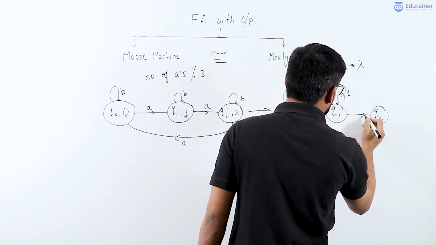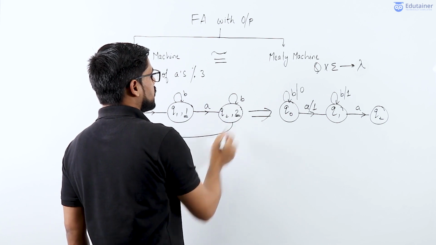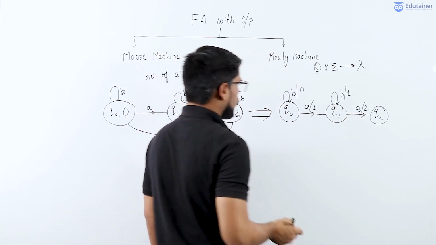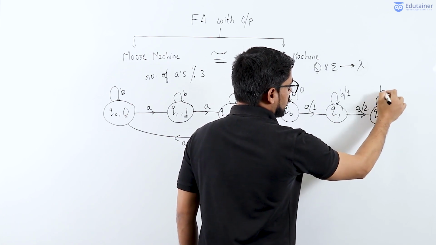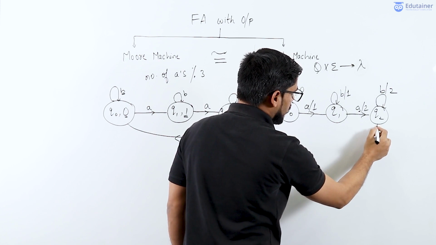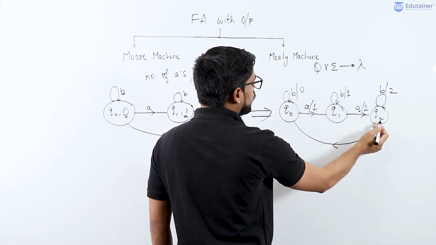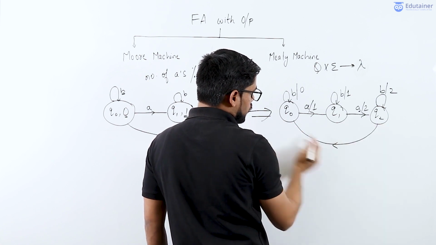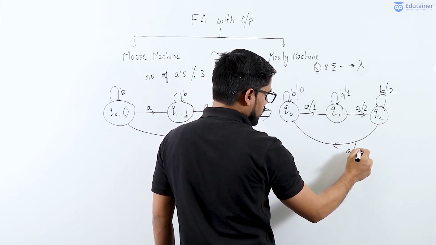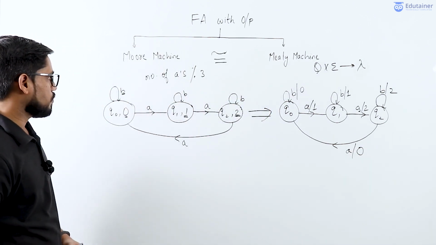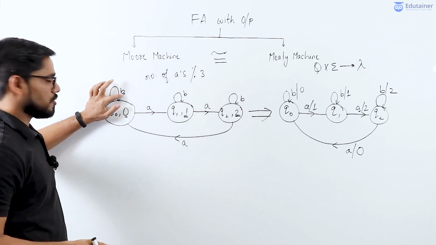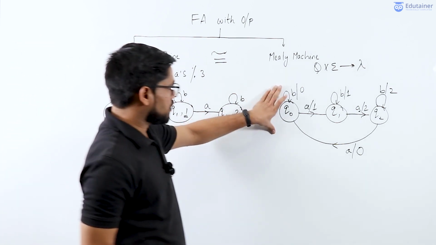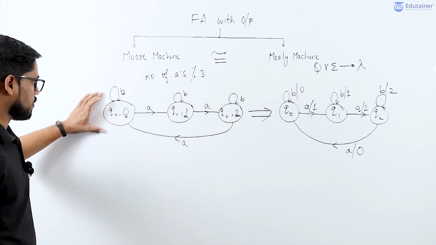Now make a transition on A, and what is the output generated? The output generated on Q2 is 2. So the output 2 is associated with the input alphabet A. Now on the loop, I will attach the same output 2, and when you make a transition from Q2 to Q0, on Q2 the output is 2, but on Q0 the output is 0. So for the transition from Q2 to Q0, the output associated is 0. So on the loop the same output is attached to the input alphabet, and on the transition the next state's output is attached to the input alphabet. So this is the transition diagram of the Mealy machine corresponding to this Moore machine.